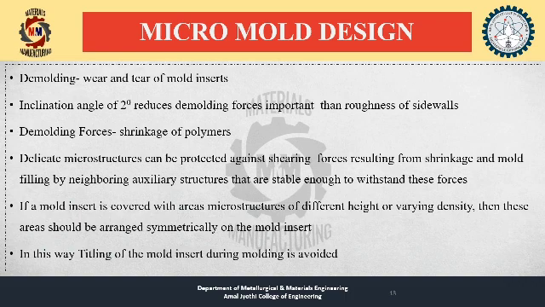So if a mold is covered with microstructures of different height or varying density, then these areas should be arranged symmetrically on a mold insert. In the above ways we can avoid the tightening of the mold.